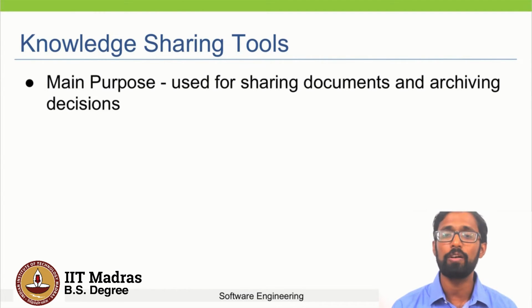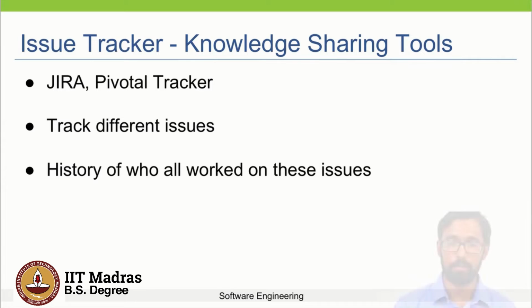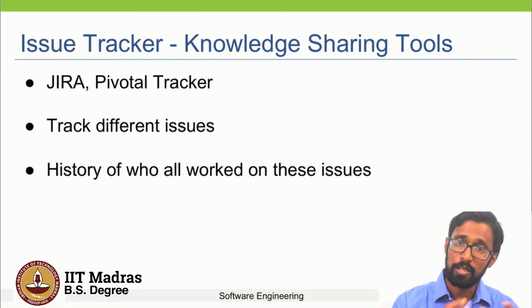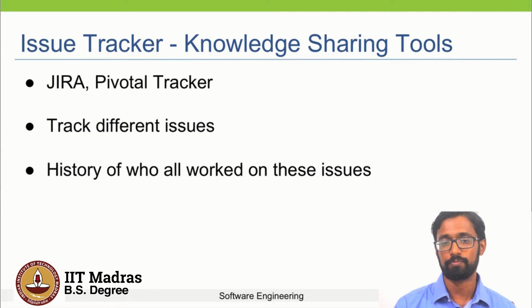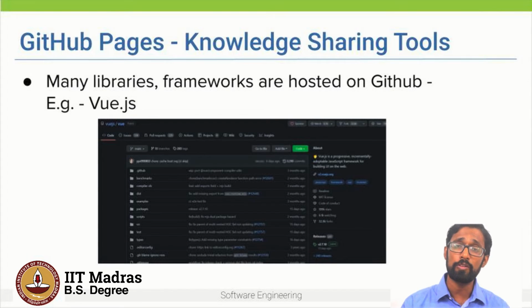So what are different knowledge sharing tools? One of them is an issue tracker, right? And we saw tools like Jira, Pivotal Tracker that track different issues, different user stories, different requirements, and also the history of those who worked on those issues. Second, GitHub and GitHub pages are also a useful knowledge sharing tool. So if you are using other libraries, and these libraries have GitHub pages which has documentation, right? So websites like GitHub are also important knowledge sharing tools.